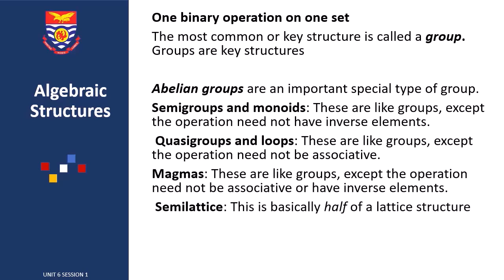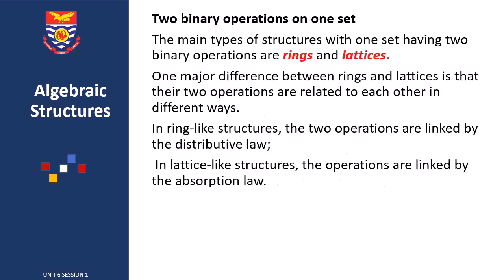Then we have semi-lattice. This is basically half of a lattice structure. We will look at lattices in general. They are very important. Another one is two binary operations on one set. The main types of structures with one set having two binary operations are rings and lattices, which I've highlighted in bold red. So rings and lattices are very important.